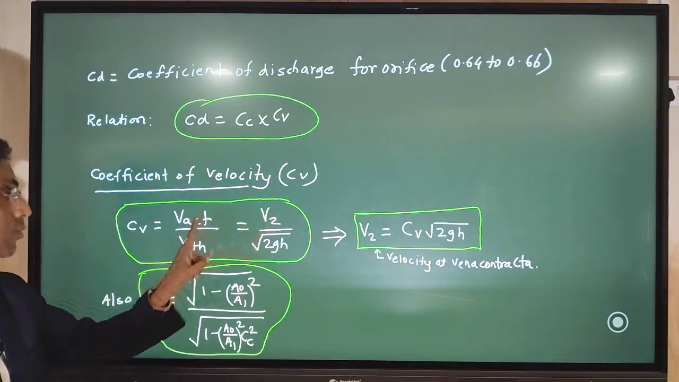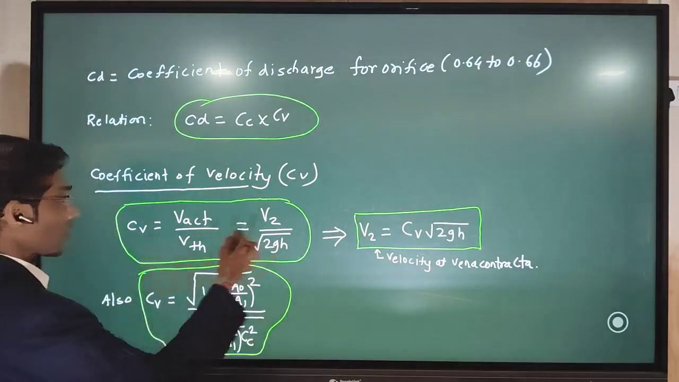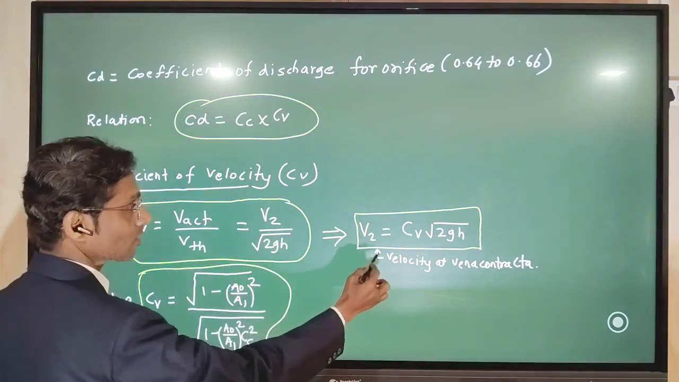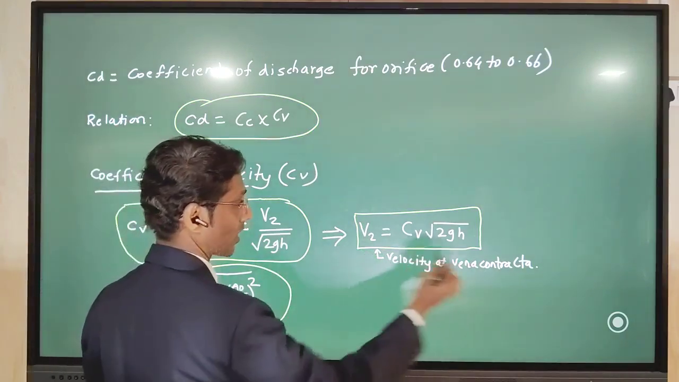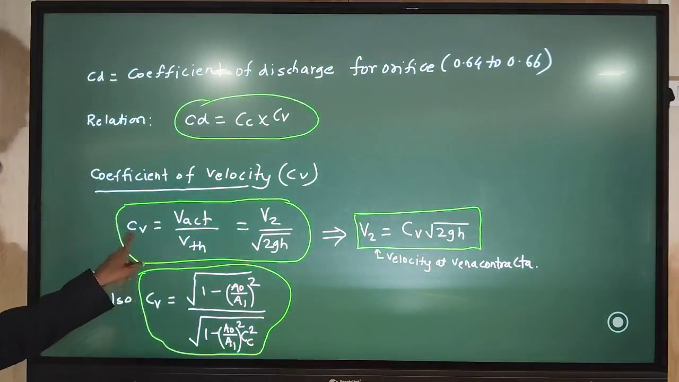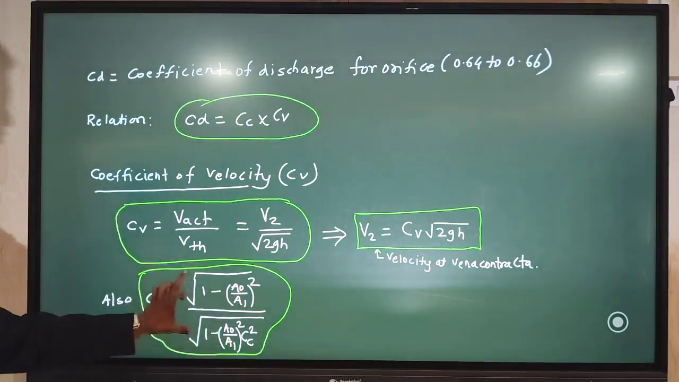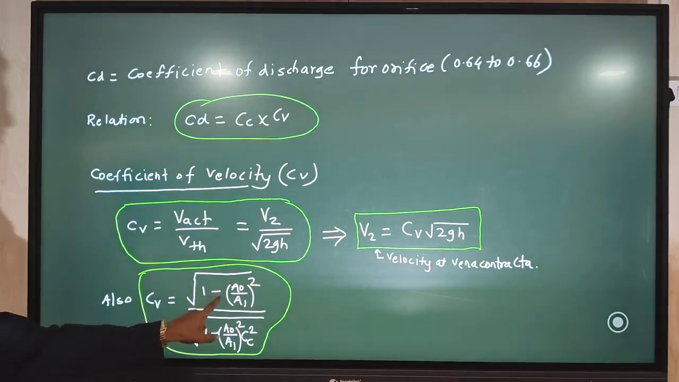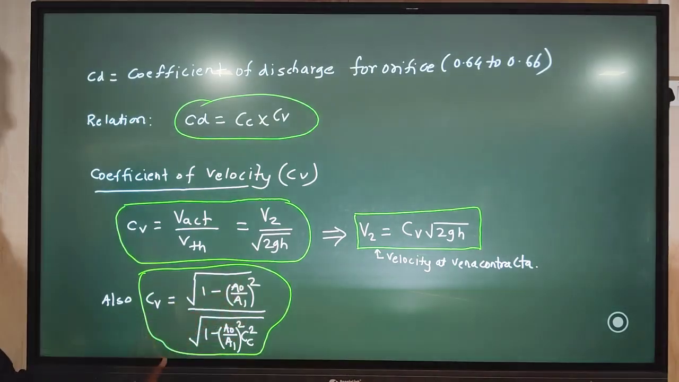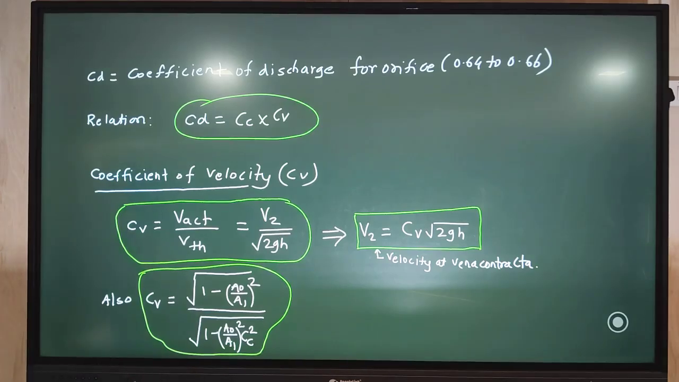The actual velocity is V2, and the theoretical velocity is the square root of 2gh. Thus, from this formula, we can write the velocity at the vena contracta, V2, as equal to CV into the square root of 2gh. CV can also be calculated by one more formula, that is the ratio of these two square roots: 1 minus the ratio of areas squared, divided, in the denominator, by 1 minus the ratio of areas squared times Cc squared. So these are the key parameters of the orificemeter.